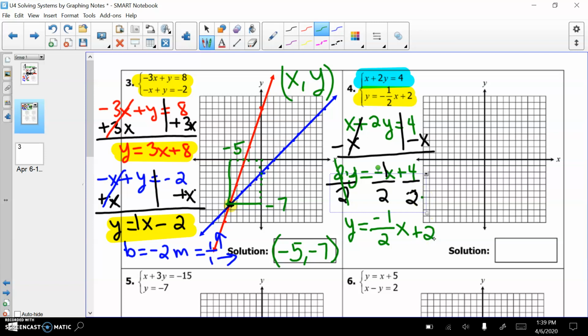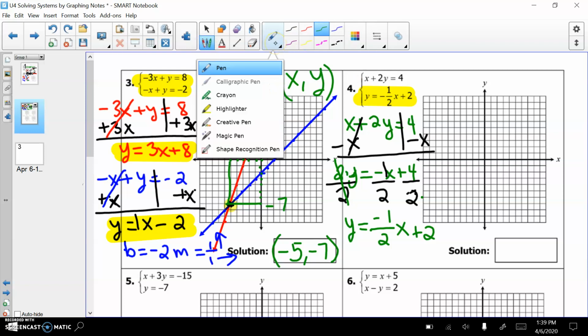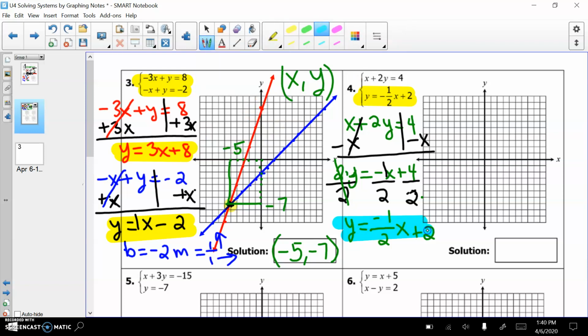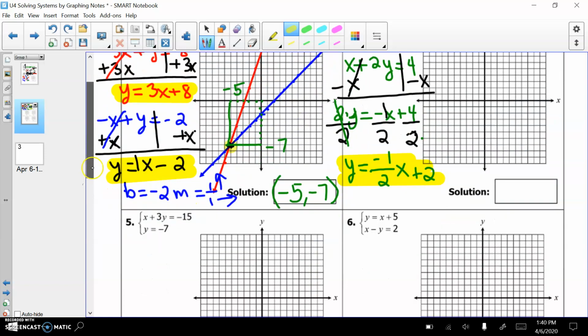Then that would be the next one where we are just ready to go. Let me highlight those ones really quick. Now these are both in slope-intercept form, so you can go ahead and graph them like I did for number 3. What's your M? What's your B? Go from there.